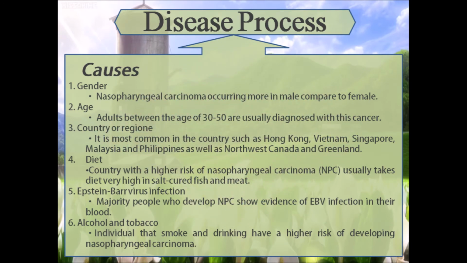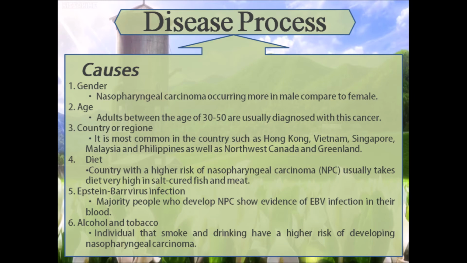Some of the risk factors that may cause a person to get nasopharyngeal carcinoma include gender, where it occurs commonly in males compared to females; age, where adults between the ages of 30 to 50 are usually diagnosed with this cancer; and country or region. It happens frequently in southern China and Southeast Asia, such as Hong Kong, Vietnam, Singapore, Malaysia, and Philippines, as well as northwest Canada and Greenland.